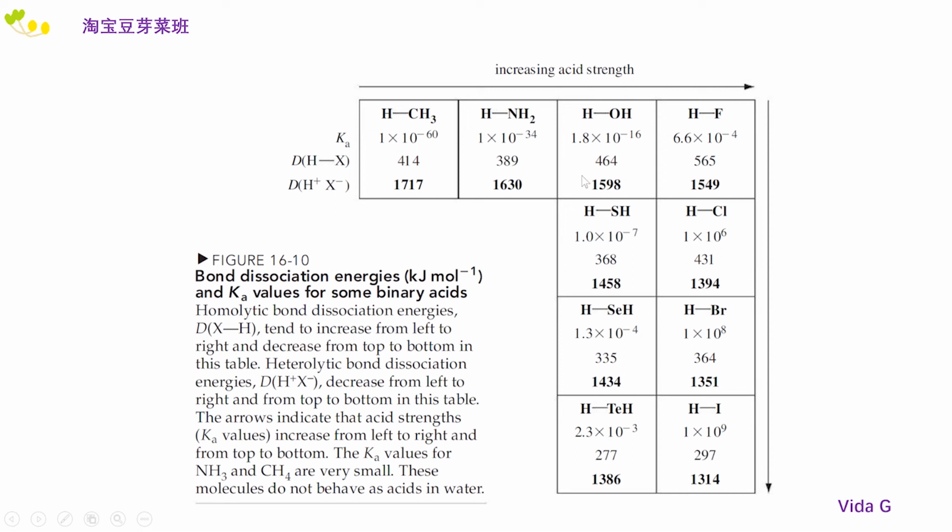When we consider the elements in the same group, instead of the atomic number, we consider the atomic radius, in other words, the bond length. From top to bottom, the bond length increases. So the distance between the proton and the nucleus gets bigger and bigger. So the bond dissociation energy becomes weaker, and the bond is more likely to be dissociated. So the Ka value is increasing.